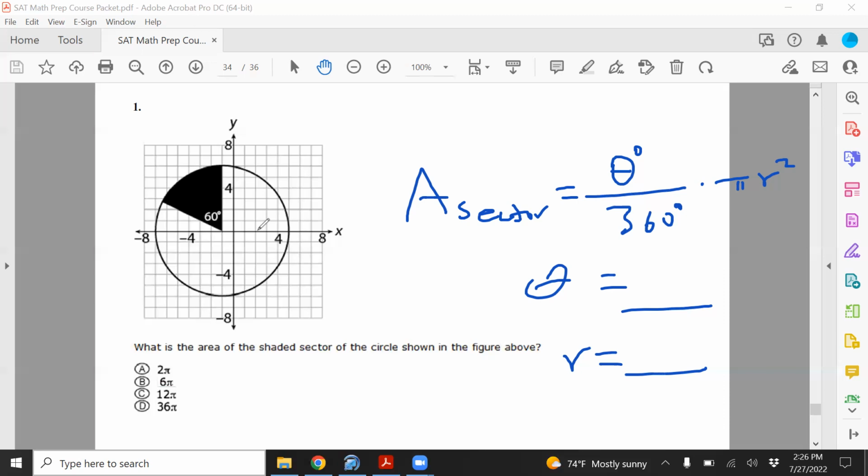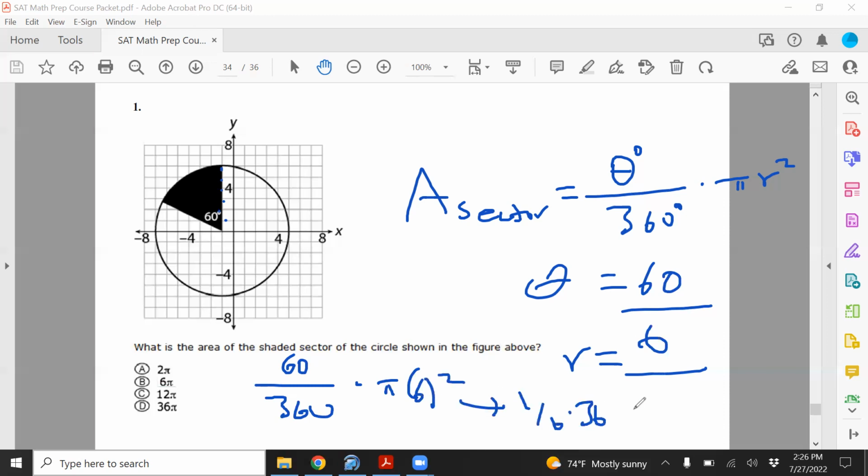And the formula says times pi r squared. Yep. So hopefully, obviously, theta is 60. And if you count it, the radius is 1, 2, 3, 4, 5, 6. So yeah, I should get B. That one. Okay, let's keep moving.